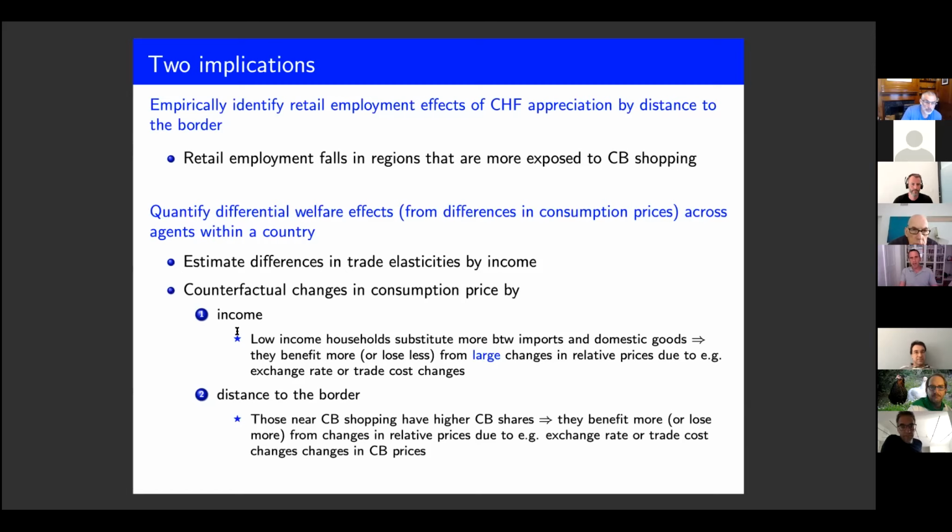We're going to find that in terms of income, given that low-income households substitute more between imports and domestic goods, they're going to benefit more, or they're going to lose less, depending on the sign of the change we consider, from large changes in relative prices, either due to exchange rate movements or trade cost changes. Of course, for small changes in prices, these elasticities are second order effects. But for a 20% devaluation, a 20% change in prices, or for changes in trade costs like the ones we consider in trade papers, which are a lot going to autarky, we're going to get big differences in welfare coming from these different elasticities.